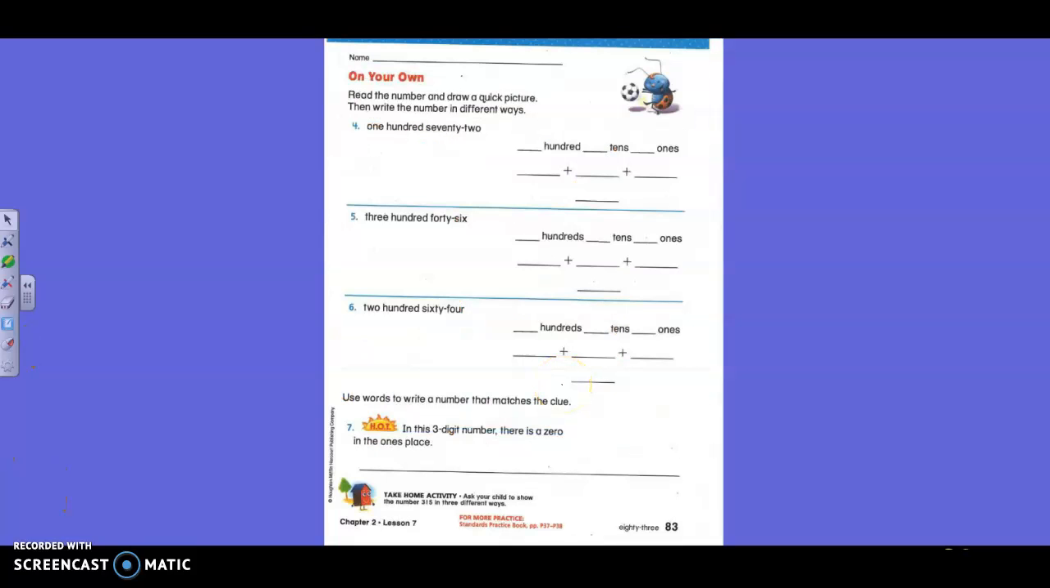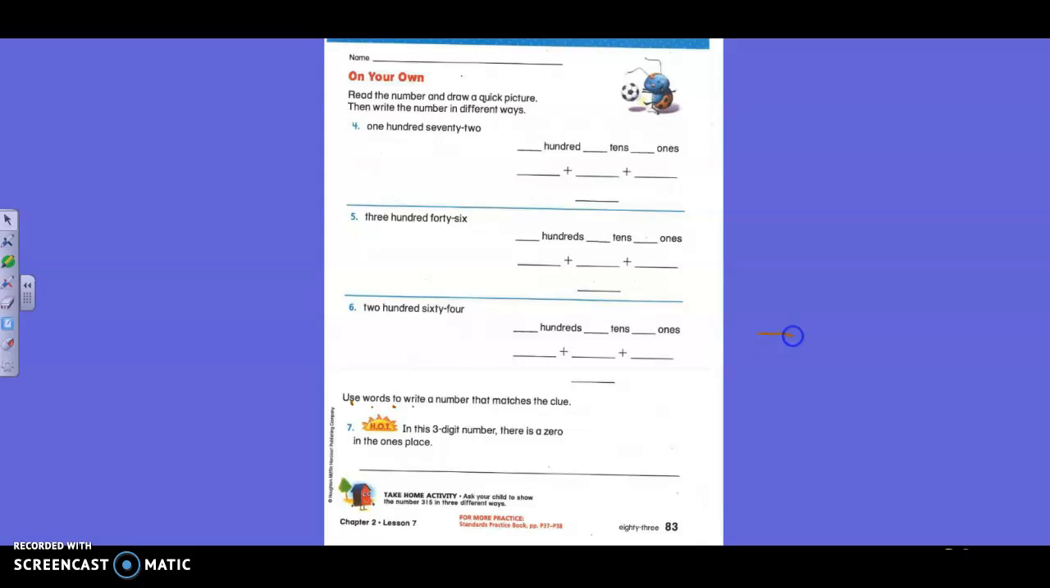Boys and girls, looking at the hot problem, number 7. Read the directions for me. Use words to write a number that matches the clue. Okay, let's read the clue. In this 3-digit number, there is a 0 in the ones place. We can make up a number. However, it has to be a 3-digit number.